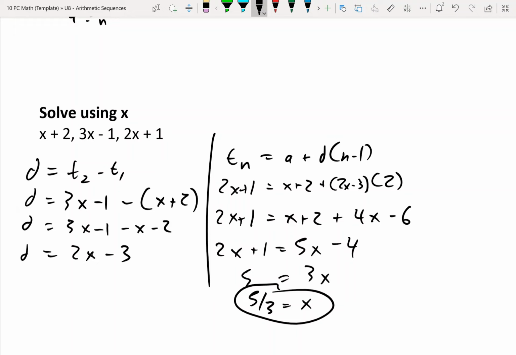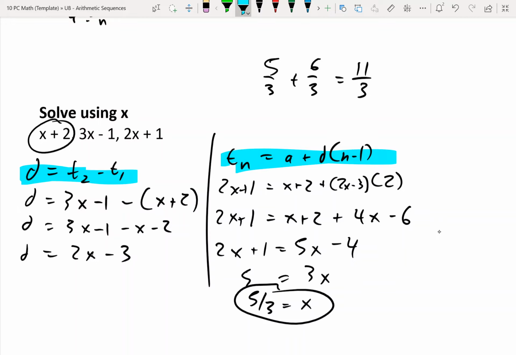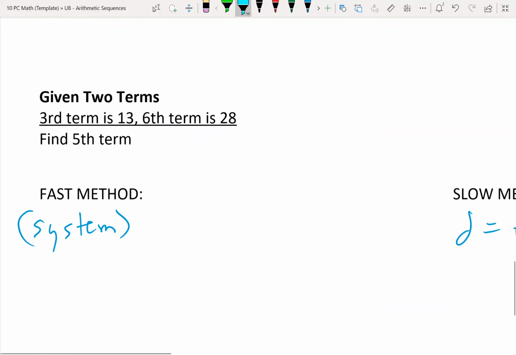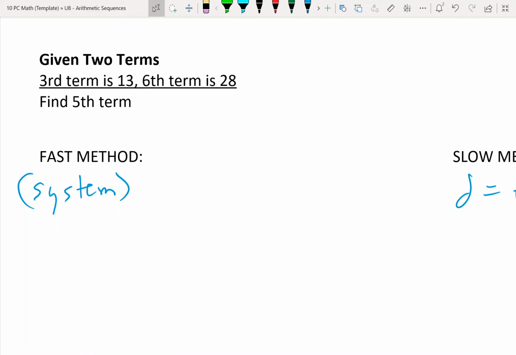Most questions will either tell you to find x or say like, what are these numbers? So in order to find the numbers, you literally just sub it in. So to find the first term, it's going to be 5 over 3 plus 2, which is the same as 5 over 3 plus 6 over 3, which is 11 over 3. Okay? You could then find the second one by subbing it in, same kind of idea. The important lesson was we wrote the two formulas, we subbed in what we knew, and it gave us the answer every single time.